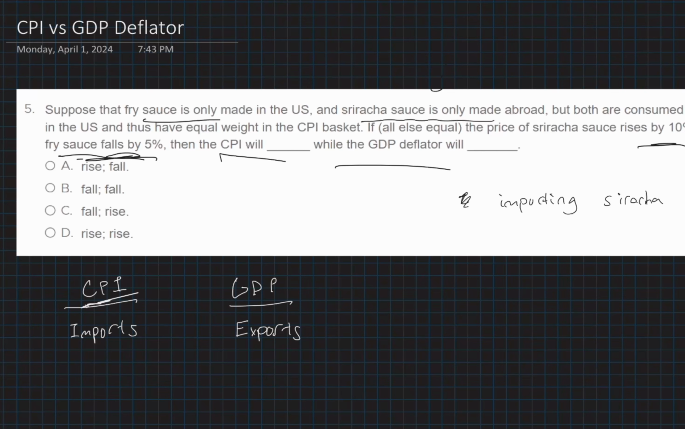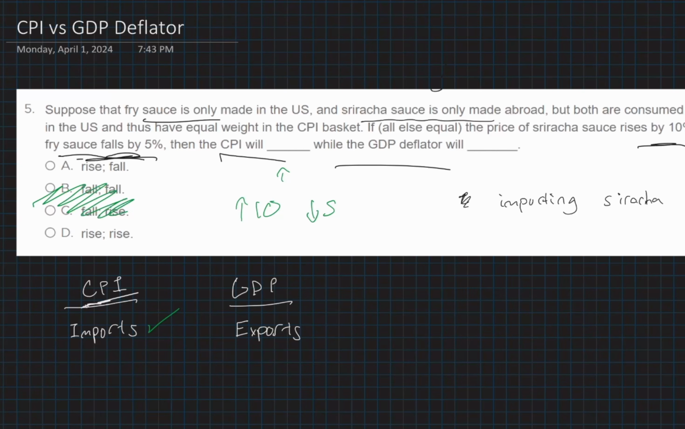But does CPI include imports? Yes, it does. Like we said, we've already noted that CPI does include imports. And so as such, it's increasing by 10% and falling by 5%. So CPI will rise overall. It's a net, so we know it's going to rise. So it's not B or C. What's happening to GDP deflator?